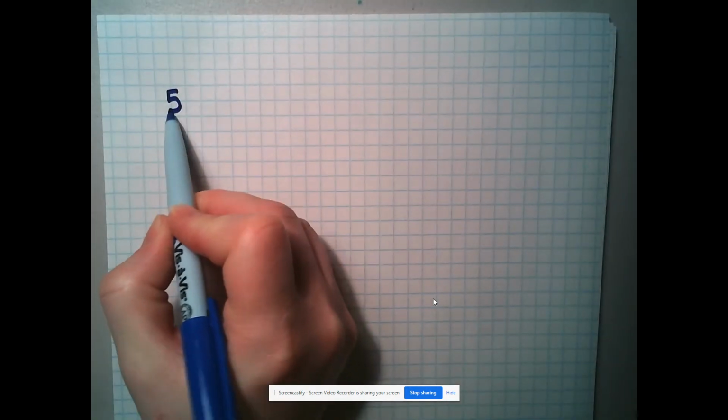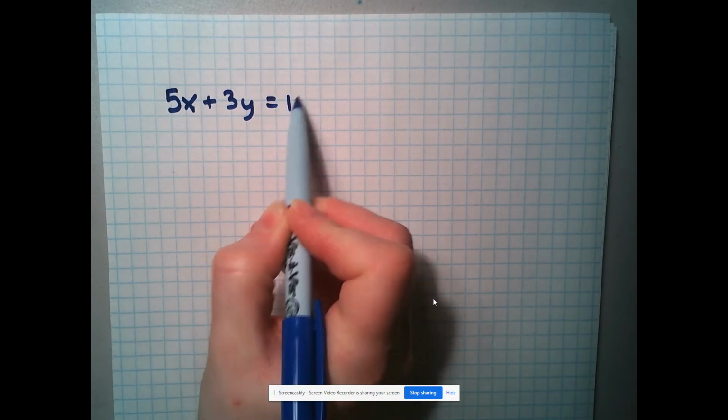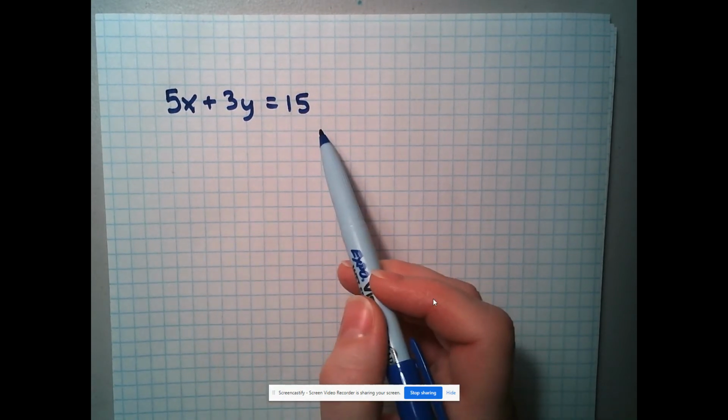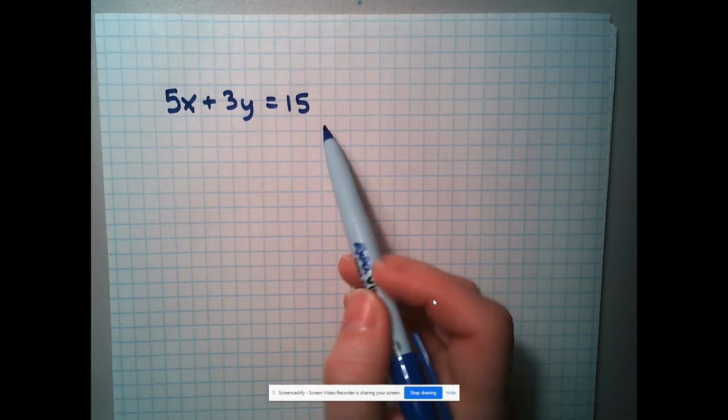Really quickly, guys, I just wanted to go over solving for a particular variable one more time. Because we were starting to talk about substitution, sometimes you need to solve one equation for a variable in order to then substitute it into the second equation. So let's say you had 5x + 3y = 15, and you wanted to substitute that into a second equation, but in order to do that, you needed to solve for y.